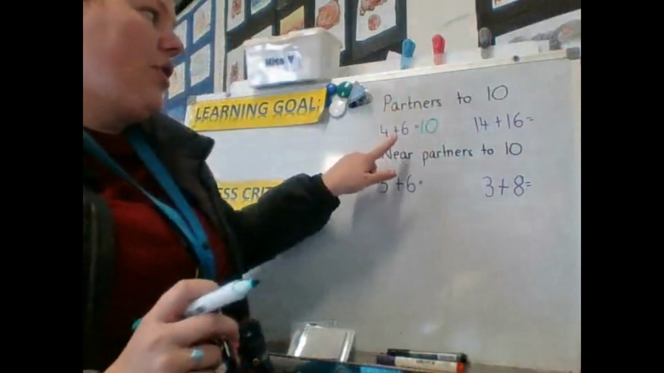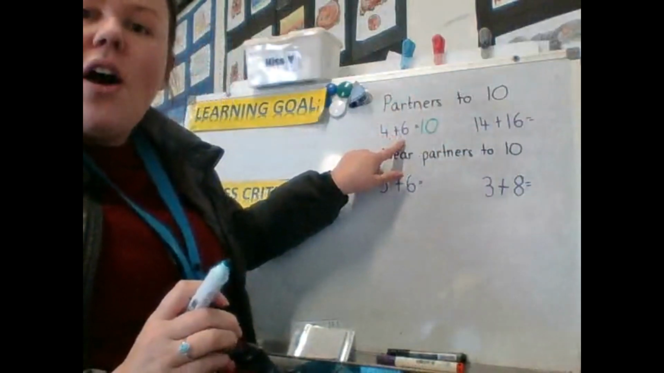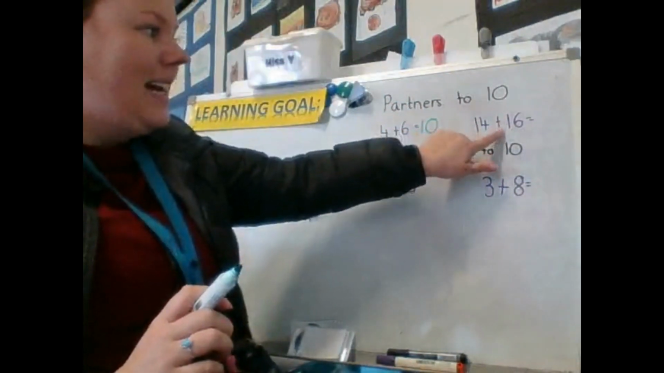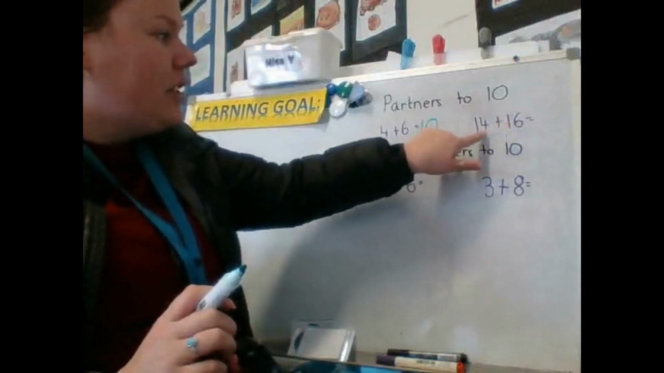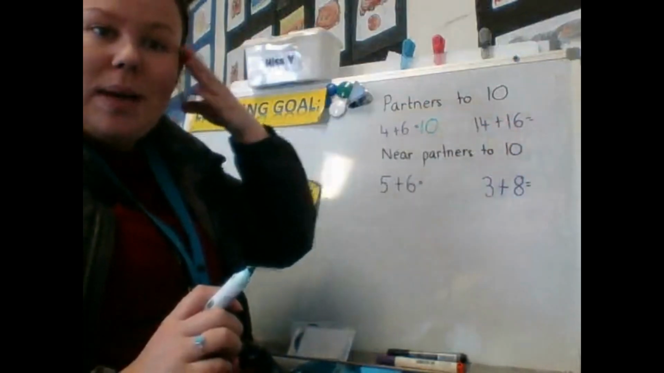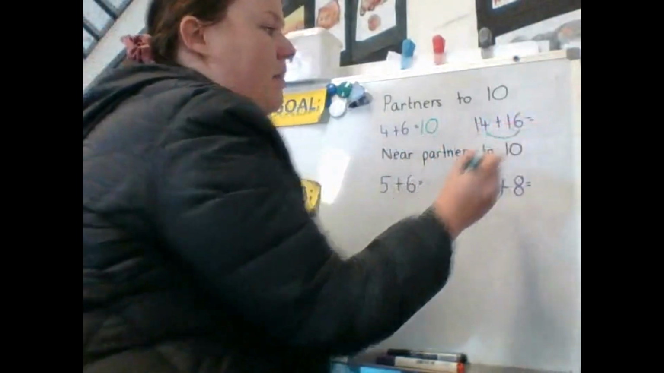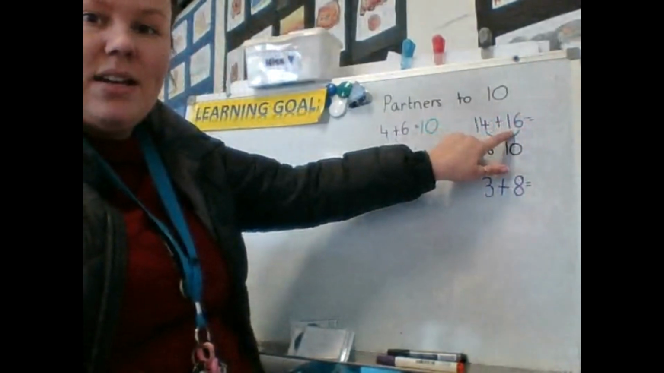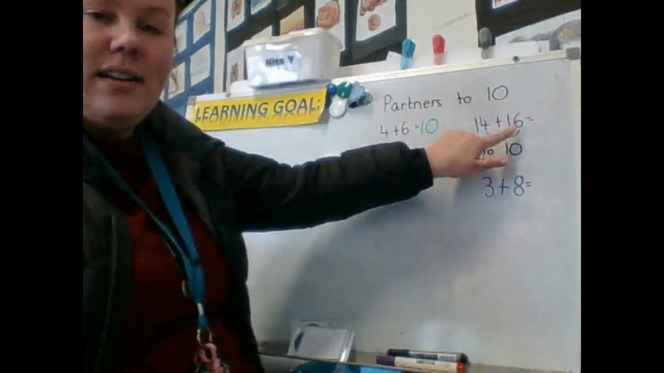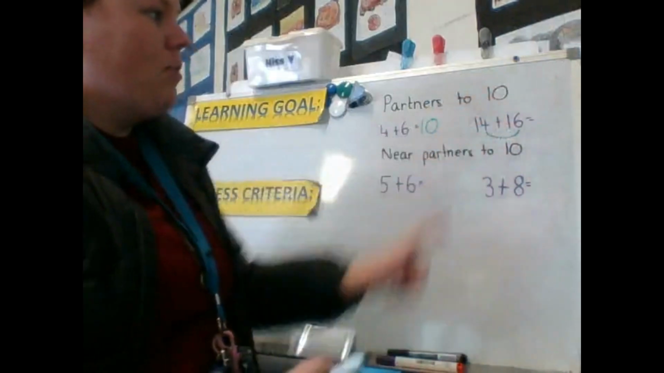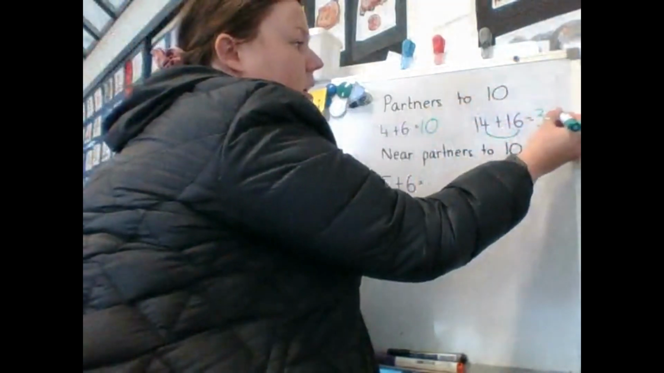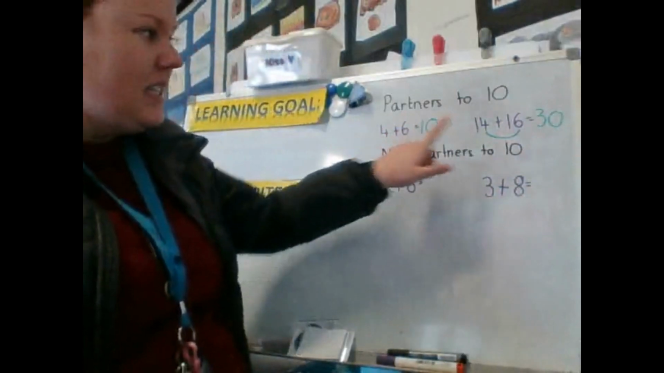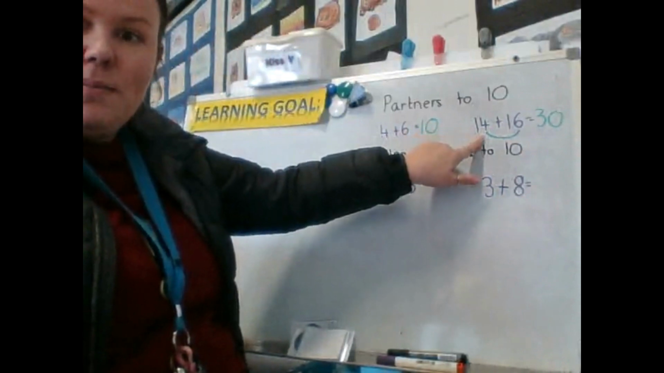Because I know that 4 and 6 make 10, I can use my partner to 10 strategy for bigger numbers, like 14 plus 16. So I know that the 4 and the 6, that they make 10. So I'm going to make 10 with those numbers in my head. And then I know I've got 10 more and 10 more here. So I've got 4 and 6, which make 10, plus 10 is 20, plus 10 more is 30. So we can use our partner to 10 strategy not just when we're working with single digit numbers, but when we're working with 2-digit or 3-digit numbers as well.